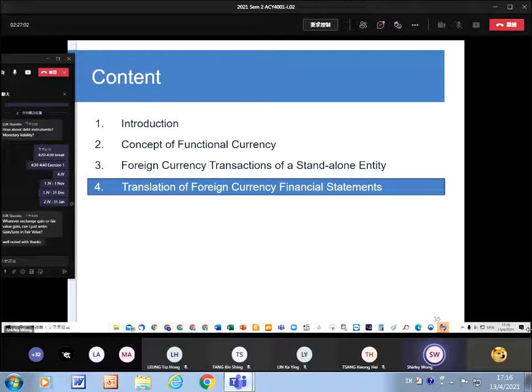Okay, so we are talking about how to translate the financial statement. We have already learned that when we want to translate the financial statement, we have 2 methods. The 2 methods we have already gone through are the closing rate method and the remeasurement method. So now let's have a look at how it works.